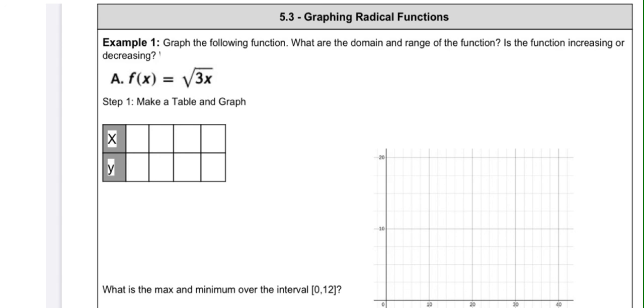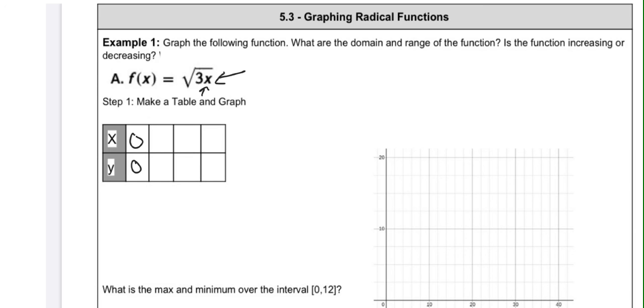All right, so our first step is to make a table and graph. First thing is we have the square root function. This tells us that we can only have a positive x value. So we'll start off with 0. And let's just figure out our y values after plugging in some x values. So 0, if we plug it into this equation, we're going to get 0 for y.